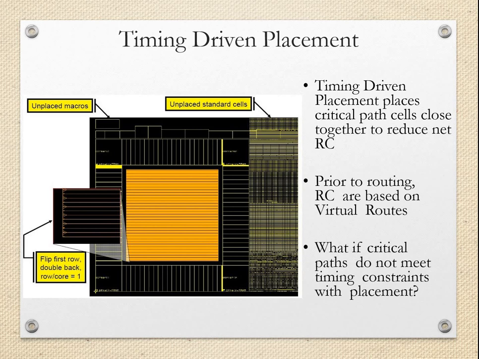As discussed earlier, the placement is timing driven. Timing driven placement places critical path cells close together to reduce the net RC. For the whole chip, the path lengths are calculated. The longest path length and the critical path length will be reconsidered, and those cells will be placed near to each other to reduce the path delay. Prior to routing, RC is based on virtual routes, and if the critical path does not meet the timing constraint with the placement, we have to reshuffle their positions and minimize the path length.